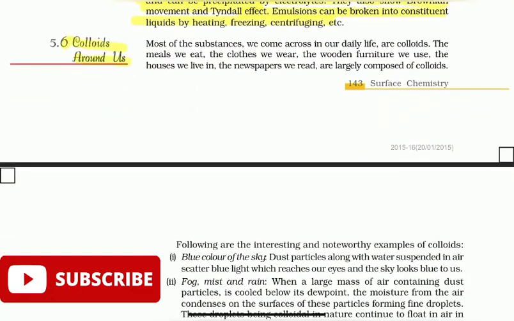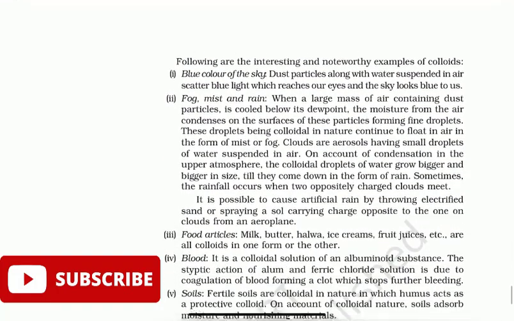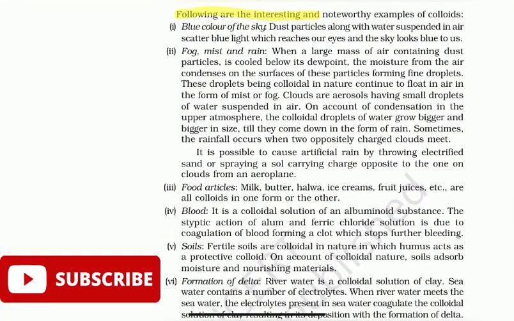Colloids around us. Most of the substances we come across in our life are colloids. The meals we eat, the clothes we wear, the wooden furniture we use, the houses we live in, the newspaper we read, are largely composed of colloids. Following are the interesting and noteworthy examples of colloids. Blue color of the sky. Dust particles along with water suspended in air scatter blue light which reaches our eyes and the sky looks blue to us.